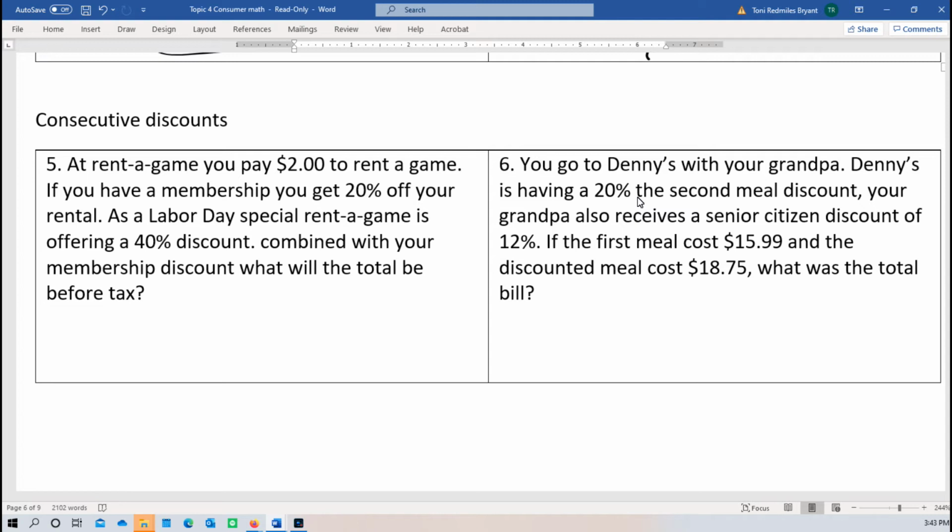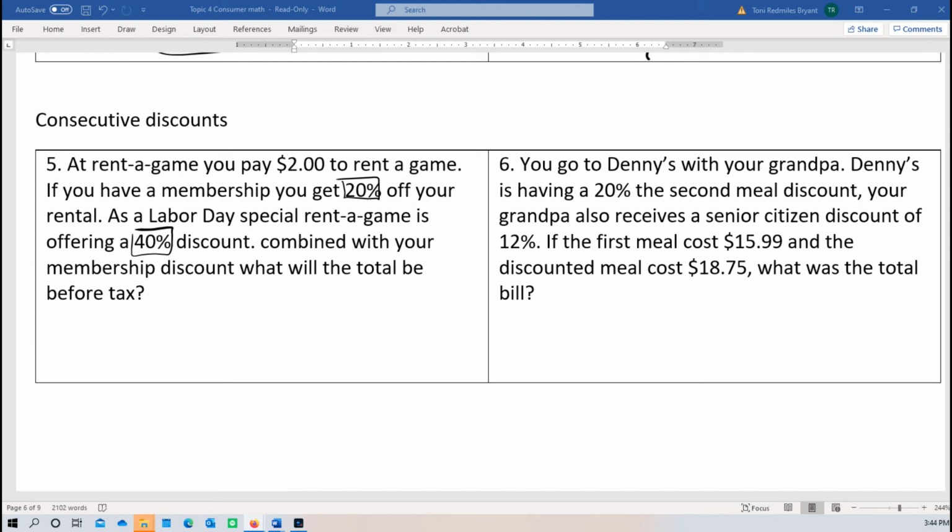Now we got to take these consecutively. And like I told you in class, take them consecutively with the way they're listed in the word problem. So 20% first, then 40%. And the reason we do this consecutively is because it gives the shop owner just a tad bit more money. All right, and we all want more money, as that's just the way it is. So they're going to do what's in their best interest.